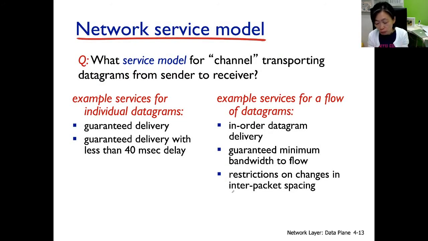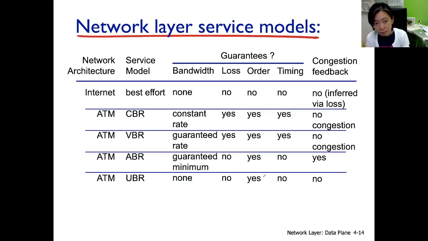But within each camp, you can probably define finer service models so that you provide different levels of service. So, for example, we could actually come up with services for individual datagrams, such as guaranteeing the delivery of a particular packet, guaranteeing the delivery of a particular packet within 40 milliseconds. We could also try to provide services guaranteeing the flow of a number of packets. So we ensure that these packets will arrive in order, or we guarantee a certain bandwidth. Or we restrict the time differences in between these packets when they arrive. So again, the service models can be finer or coarser. It's more like a spectrum.